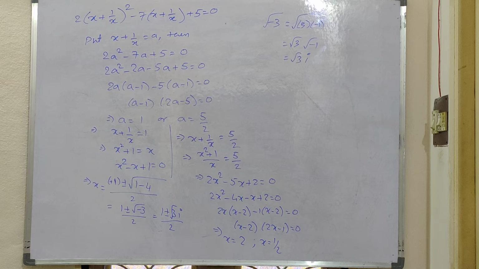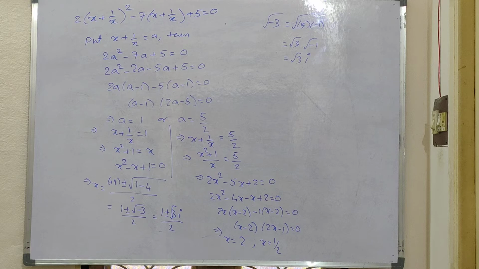A means x plus 1 by x is A. So that gives the first quadratic equation, x square minus x plus 1 is 0, which gives two values for x which are imaginary. And from the second case, where x plus 1 by x is 5 by 2, you are getting a quadratic equation whose roots you can find by factorization. That is an easy one only. 2 and 1 by 2 are the other two roots you are getting here.